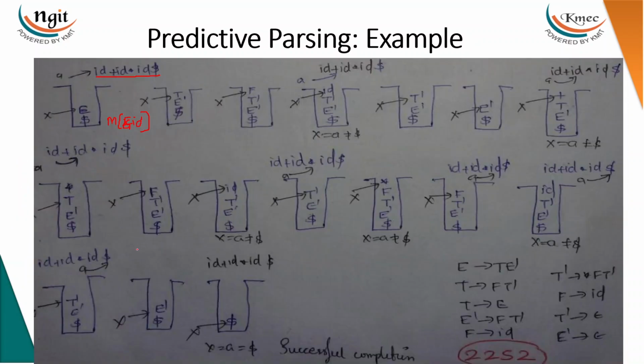So if it is E tends to TE', right, TE', so we have to replace E with the TE'. Then you get TE'$. Now what is X again? T. What is a? id only, we have not changed it. Then T, id, what is the production?